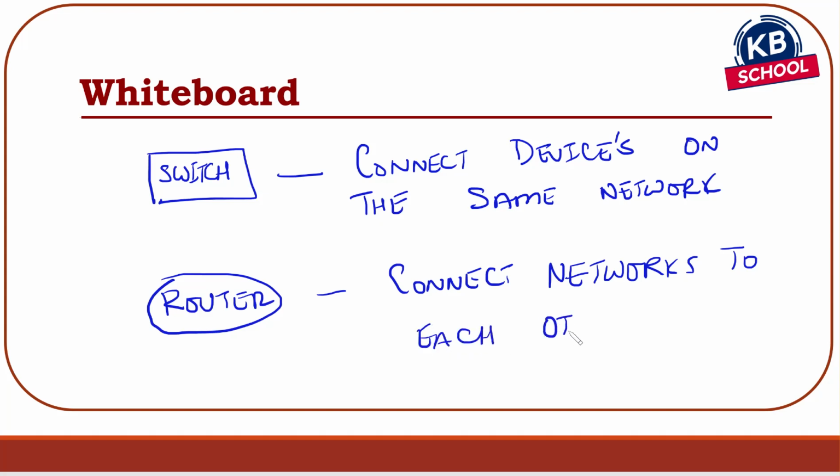So when you have a LAN, which has different departments connecting to each other, you're generally going to use a switch to connect the different devices on the same network, same department to each other, and that department connecting to another department, which is on a different network, is done through a router. So router will connect them to each other.